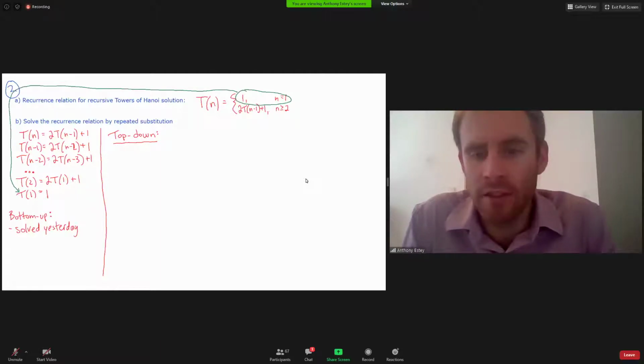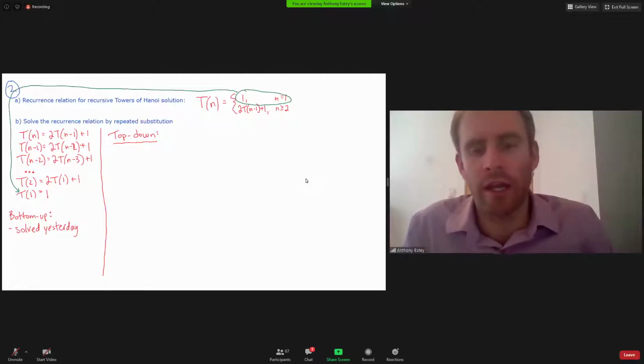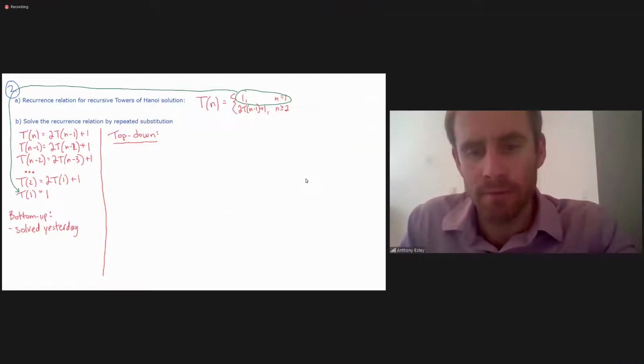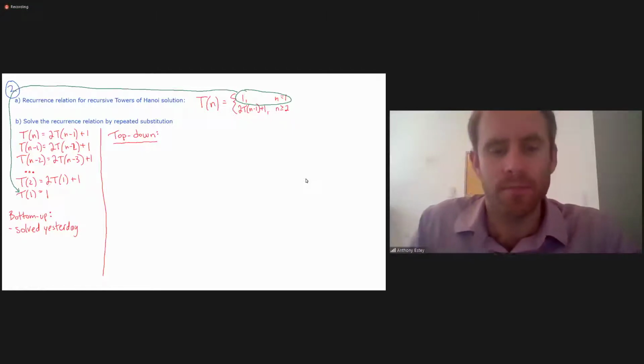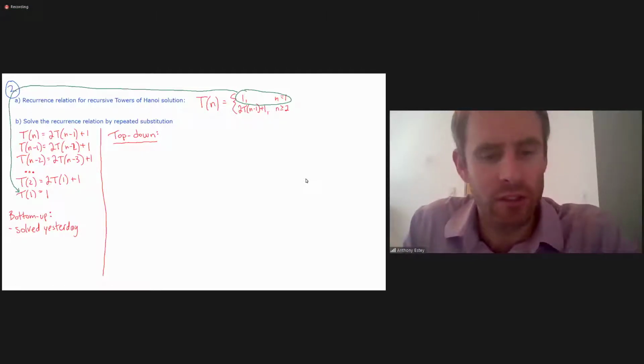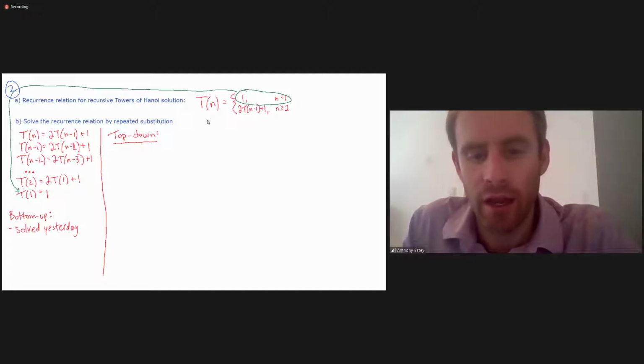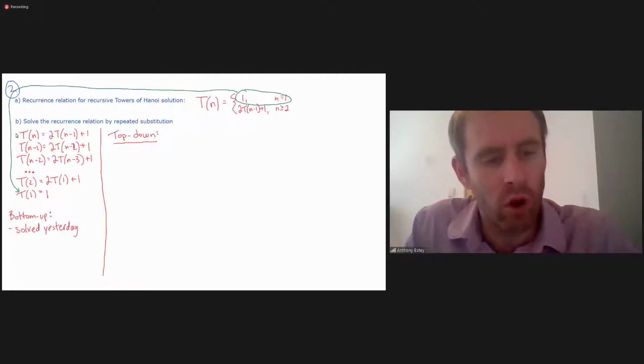Before we jump into this exercise, are there any questions? I don't actually have the pseudocode here, but are there any questions as to how, from this recurrence relation up here, I wrote this stuff on the left?